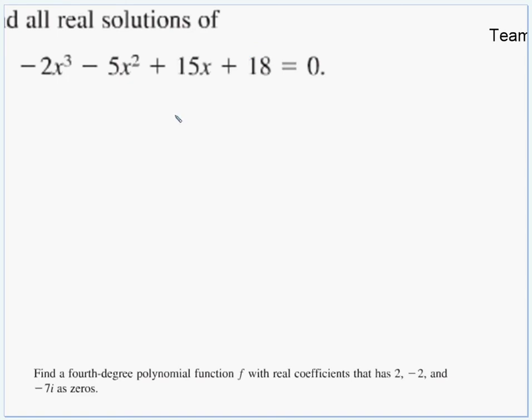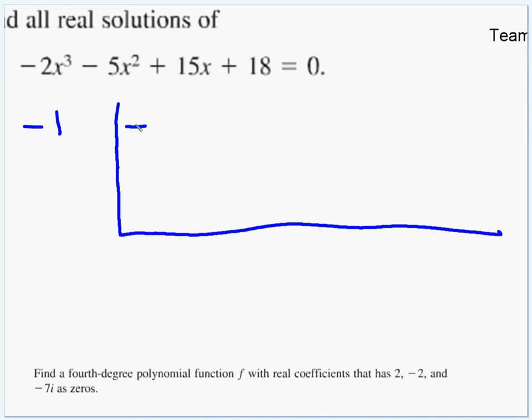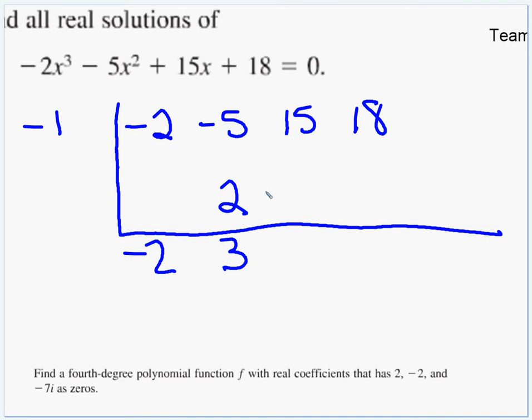Okay, for this one we could see from the graph that x equals negative 1 is a solution. So we're going to divide negative 1 synthetically into negative 2, negative 5, 15, 18. Bring down the negative 2 and multiply, add. Multiply, add.